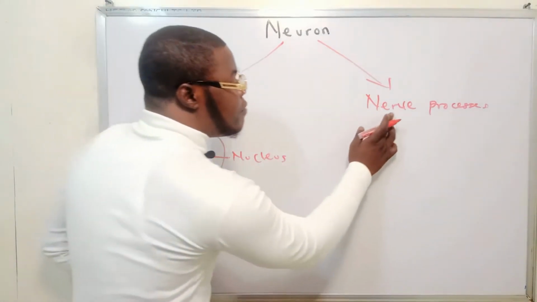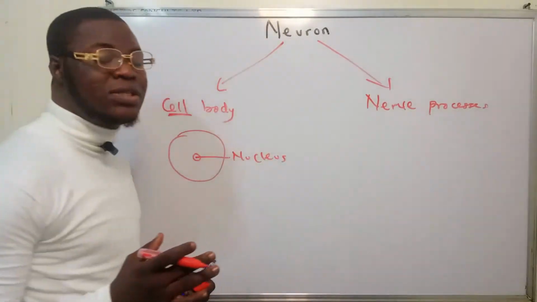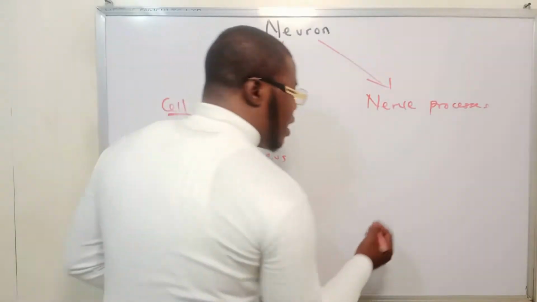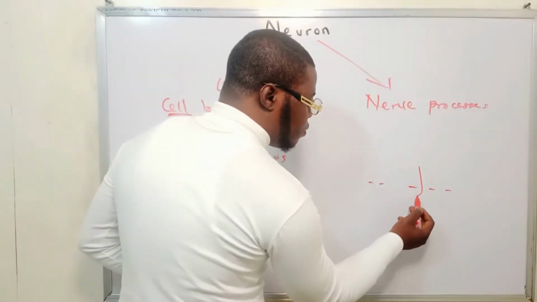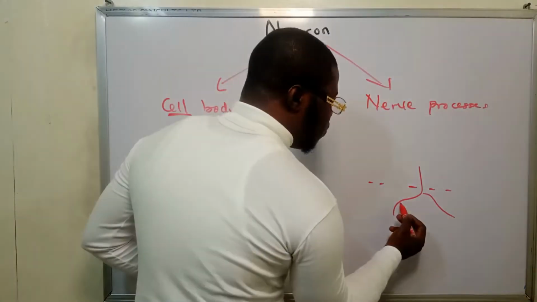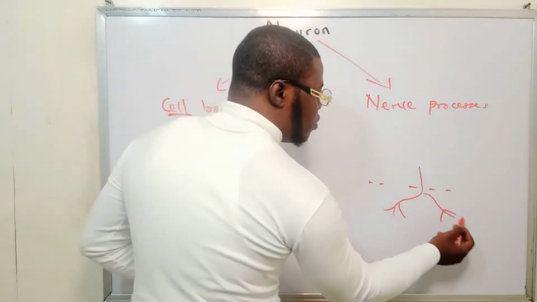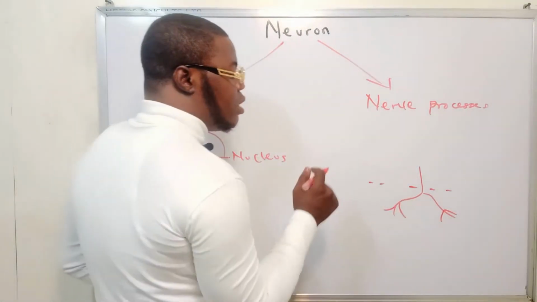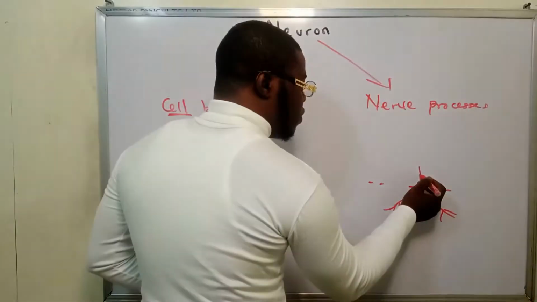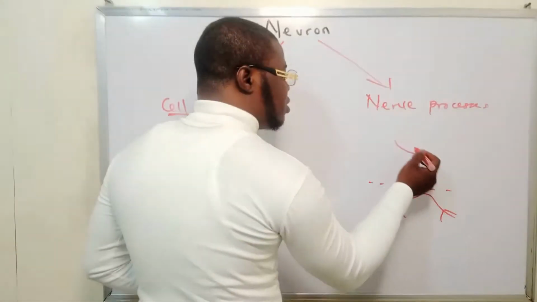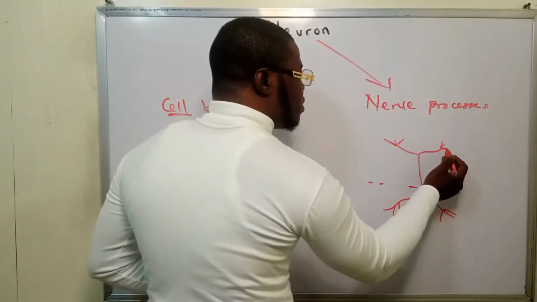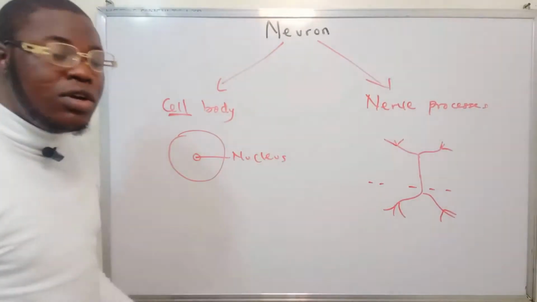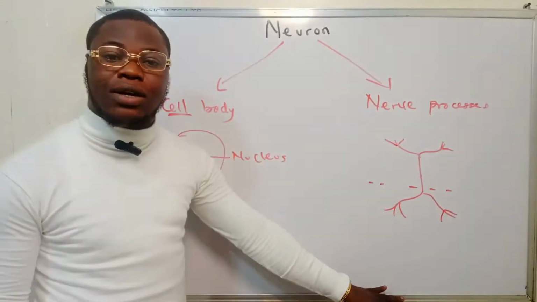Now talking about the nerve processes, it looks like a tree. If you are talking about a tree, we are going to have the roots embedded within the soil level, below the soil level rather. And then you're going to have the stem growing up to form another branch, and the branches give rise to leaves. As simple as that. So this is what a nerve process looks like.